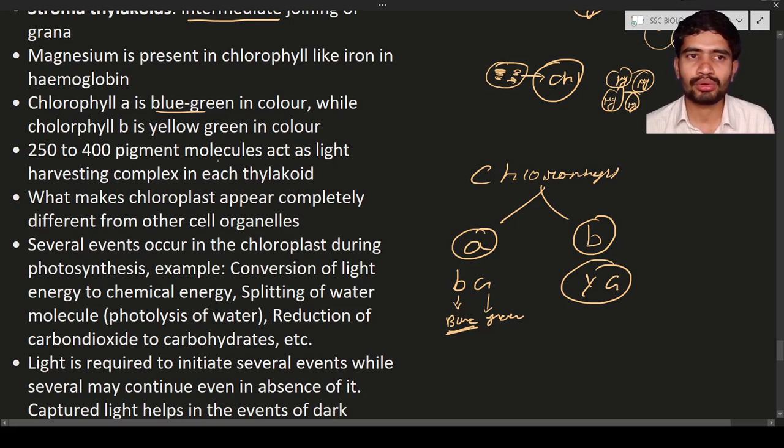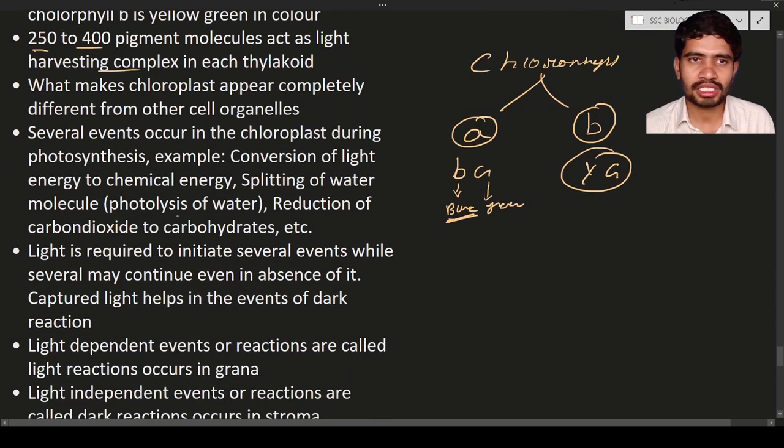Next, about 250 to 450 pigment molecules act as a light harvesting complex. It means these many pigment molecules are acting as a light harvesting complex. They are going to trap sunlight for photosynthesis. This chlorophyll appears completely different from the other organelles, and due to such complex actions, they look different.